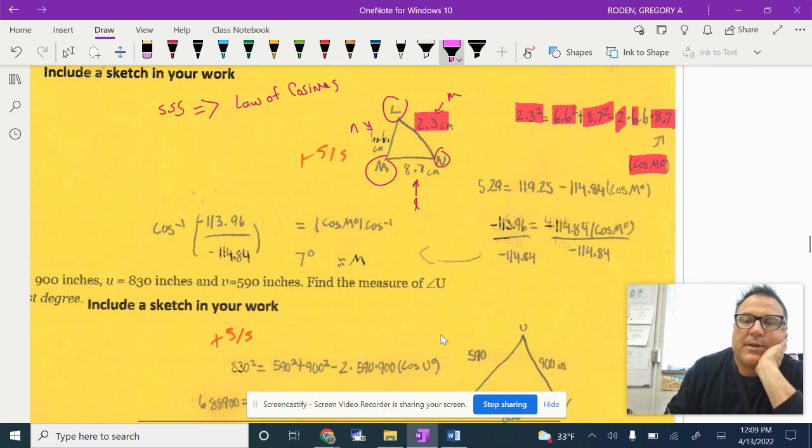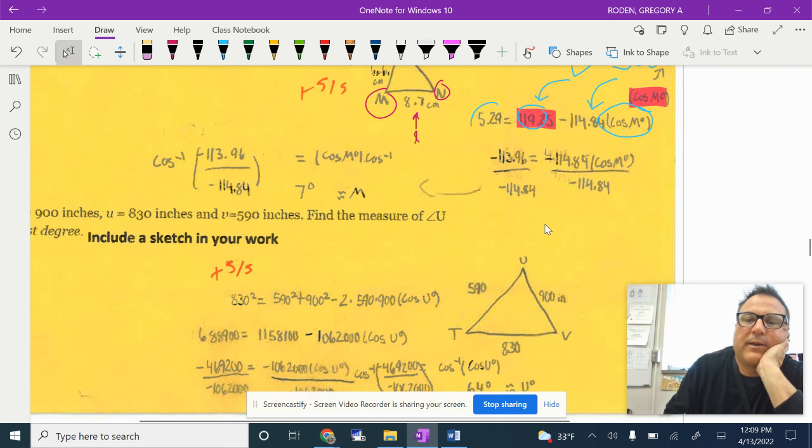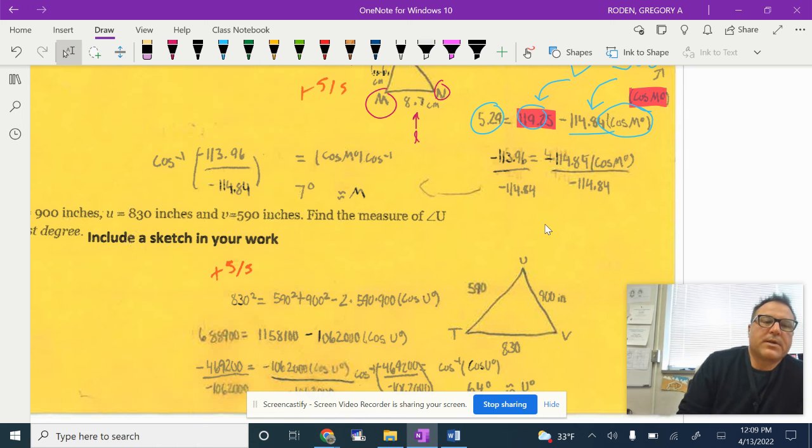Now you got to be really careful with your math. First of all, you probably want to do your squares. This answer right here comes from these two right here, and this number comes from this one right here. And then you still have your cosine of M. Then we subtract this side from both sides to get rid of that, and divide both sides to solve for cosine of M. So this whole problem boils down to inverse cosine of negative 113.96 over negative 114.84, and we come up with 7 degrees when we do that.